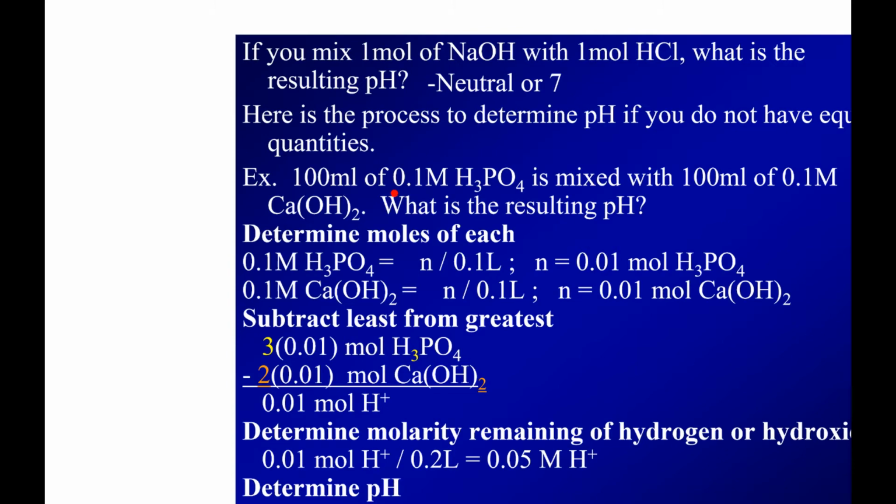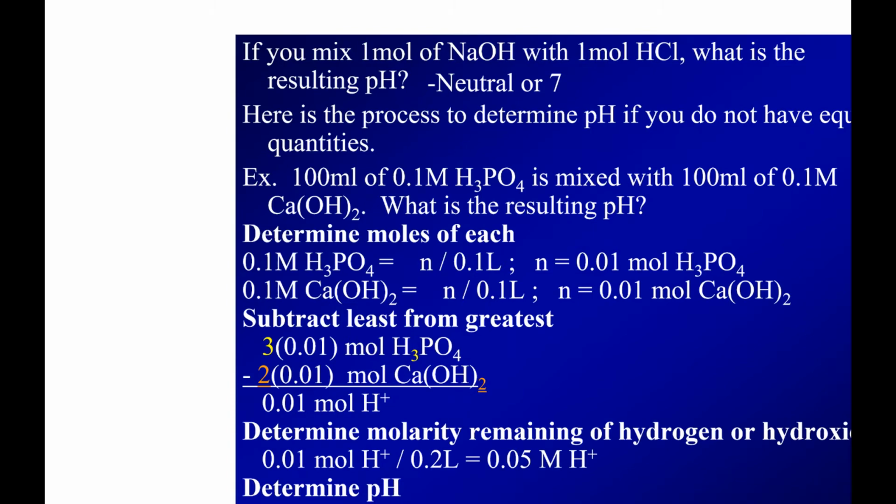We have 100 mL of a 0.1 molar H3PO4, and that's a triprotic acid. And it's a strong acid, so we assume 100% ionization. And 100 mL of 0.1 molar Ca(OH)2, we assume that's a strong base, so 100% ionization. And so what is the resulting pH? So really what we're looking at is how many moles of H+ do we have? How many moles of hydroxide do we have? Let's cancel out all of the hydroxide and hydrogen ions because they form water, and see what's left over, and then let's determine the pH of it.